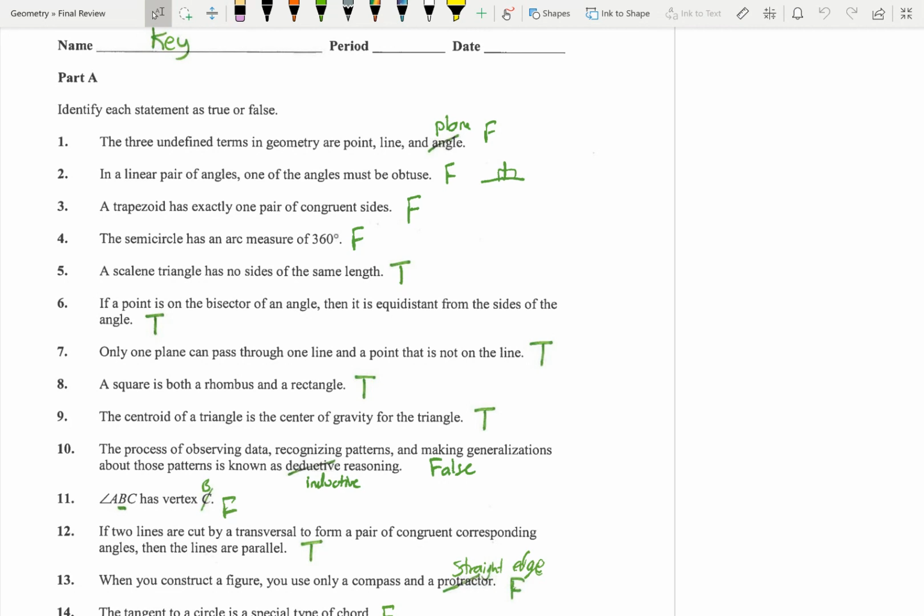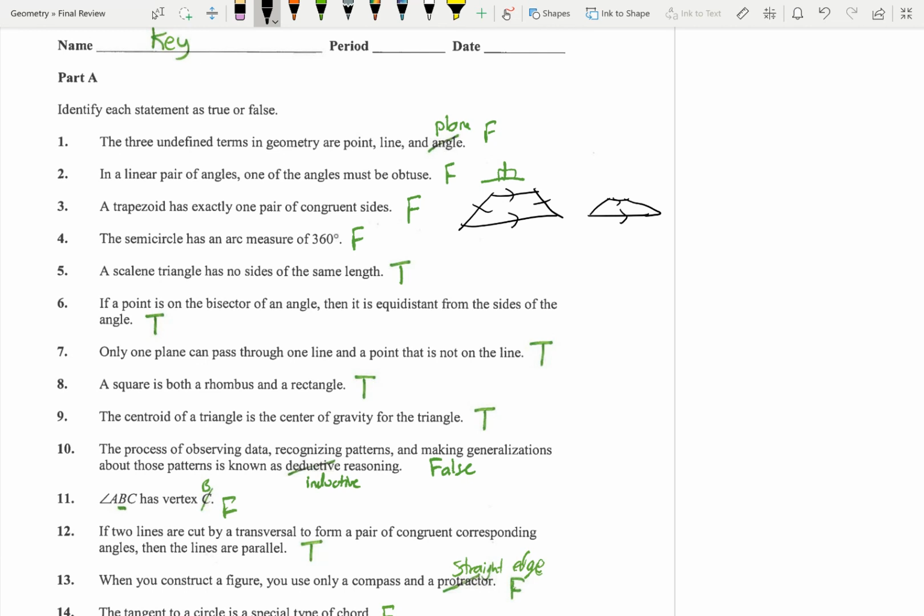In a linear pair of angles, one of the angles must be obtuse. It usually is, unless you have two right angles like you see there. And so that would be false. Trapezoid has exactly one pair of congruent sides. And so in that case, you're looking at an isosceles trapezoid. But what if it's not an isosceles trapezoid, right? Then it wouldn't have one pair of congruent sides. And so that would make that statement false.